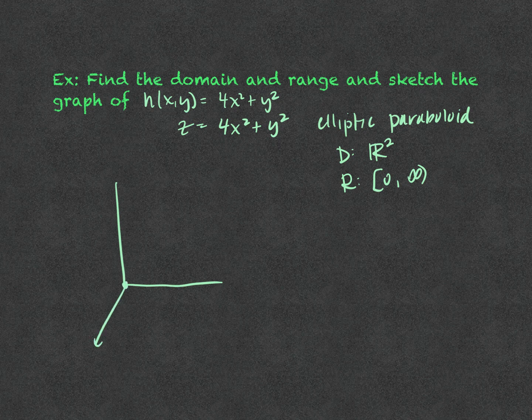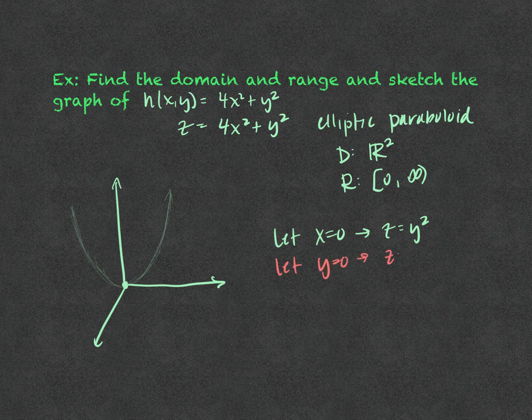So we're sitting here, and for this elliptic paraboloid, we're going to go back to what we did in chapter 12. Let's start by letting x equal 0. When that happens, then we have z equals y squared. So we have a parabola in the yz plane. I'm going to draw it light with my pencil. I really like this pencil tool. Now let's let y equal 0. Then this means that we have z equals 4x squared. So it's a skinnier parabola in the xz plane.